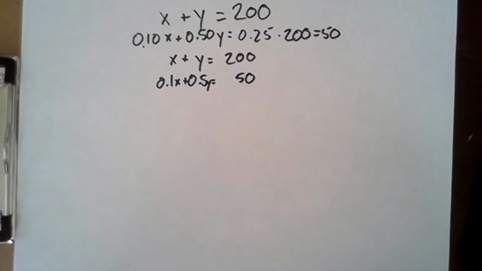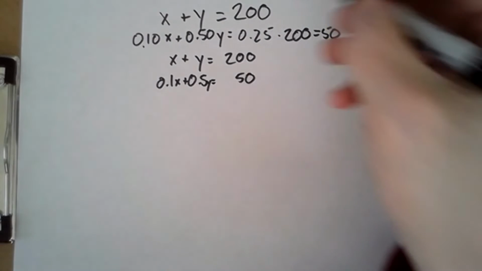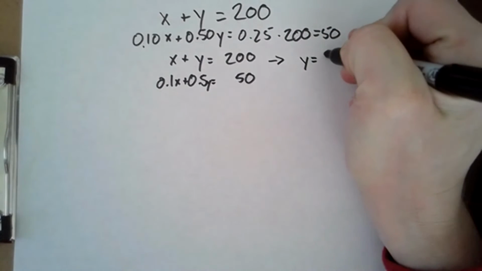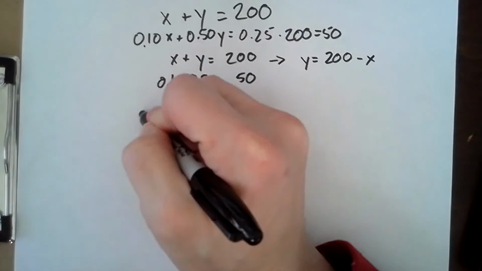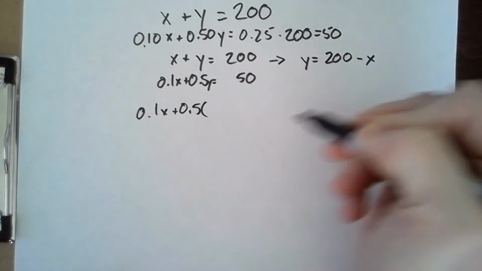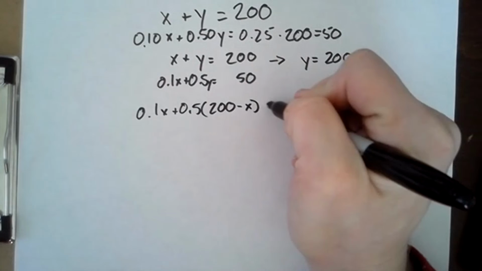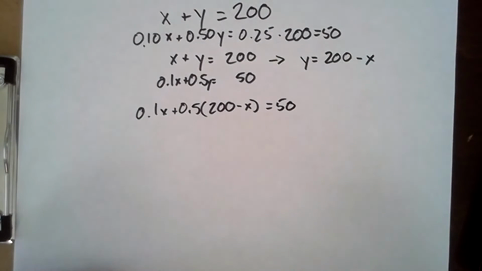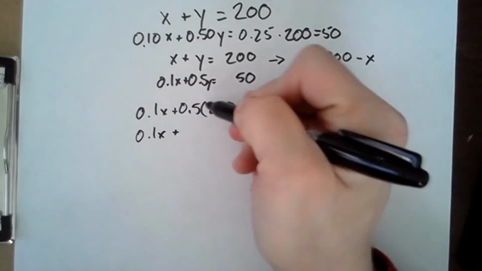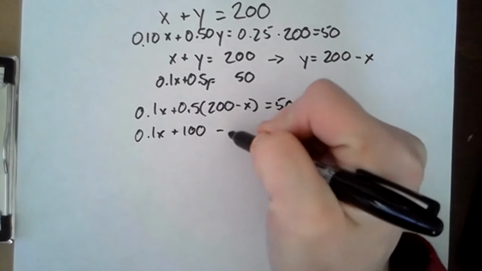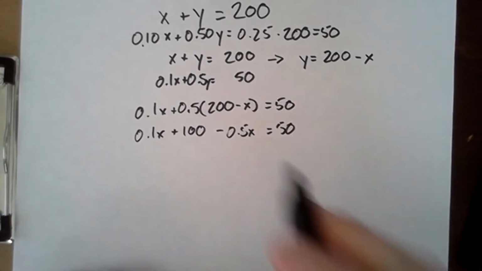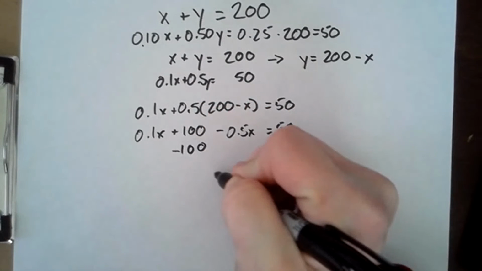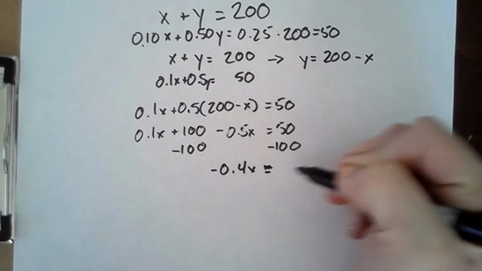Okay, well, since X plus Y equals 200, I can easily solve for either X or Y. I'll solve for Y. This gives me Y equals 200 minus X. I plug that into my other equation, and I get 0.1x plus 0.5 times 200 minus x equals 50. Okay, well, that's 0.1x plus 0.5 times 200 is 100, minus 0.5x equals 50. Now I can combine like terms and subtract 100 from both sides of the equation. So that gives me negative 0.4x equals negative 50.